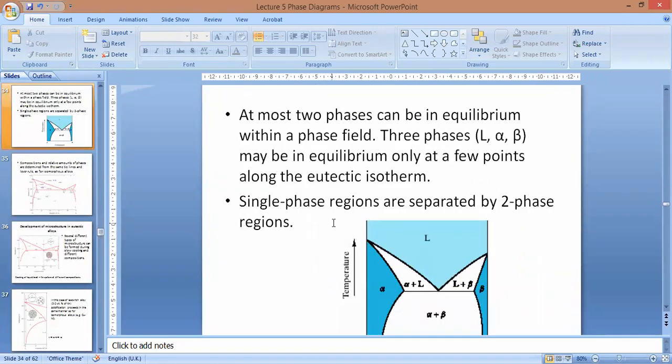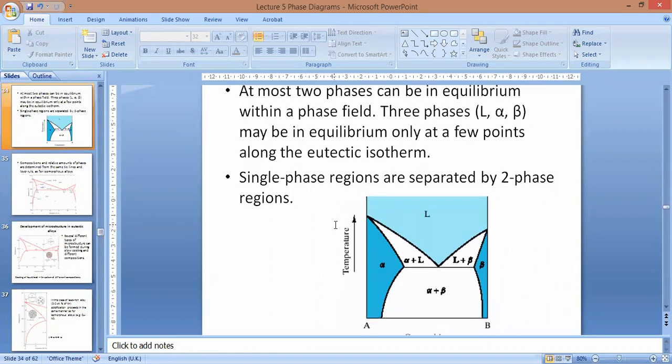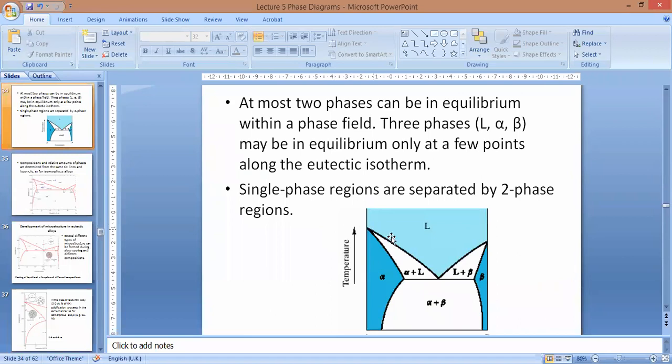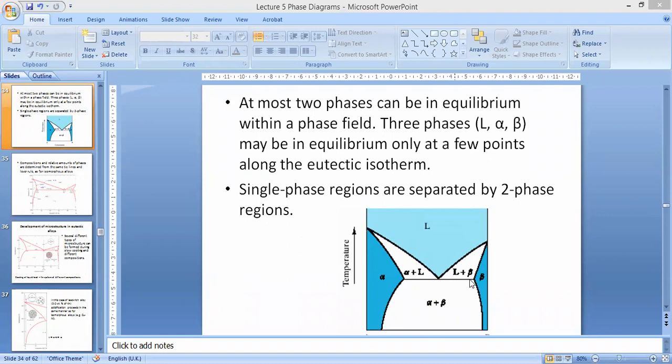So at most, two phases can be in equilibrium within a phase field. These three phases, liquid, alpha, and beta, may be in equilibrium only at a few points along the eutectic isotherm. So in short, just at this equilibrium line, at this point and that point.